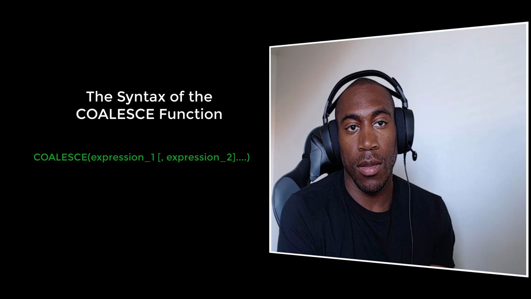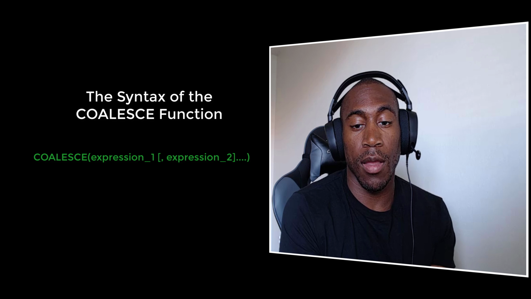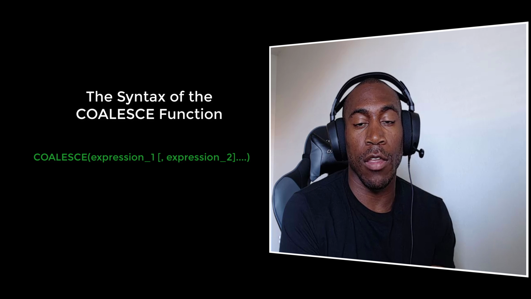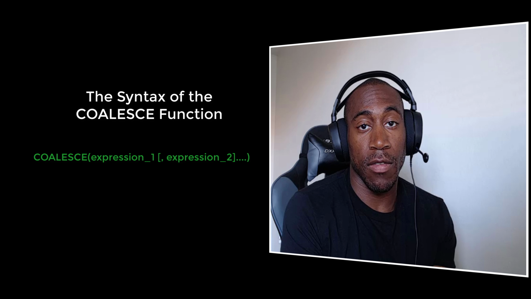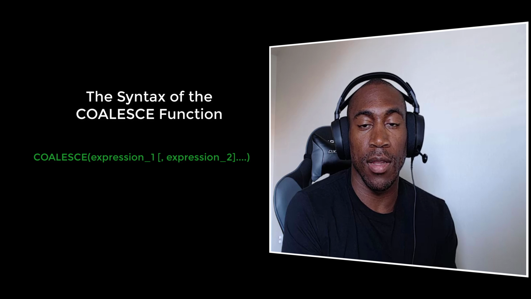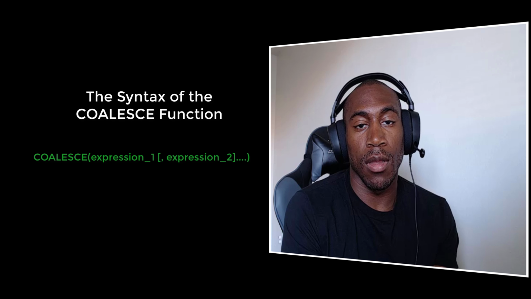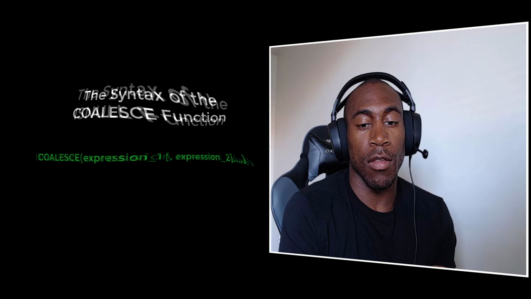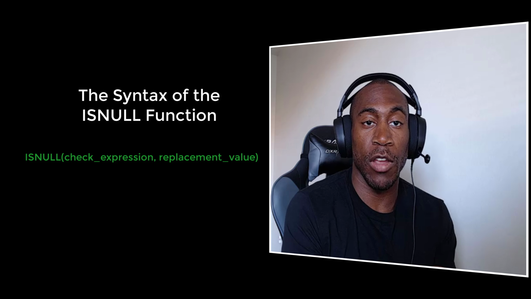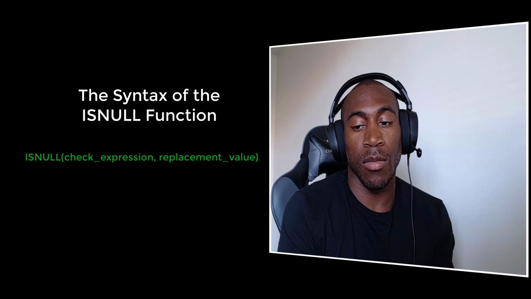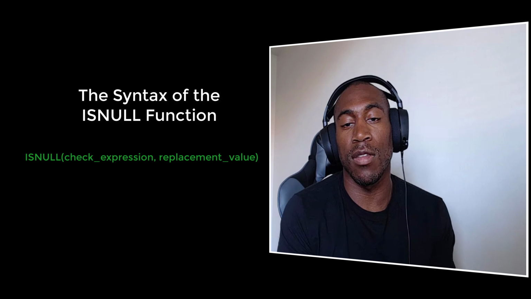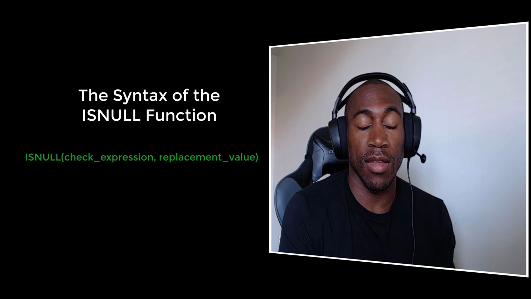The COALESCE function is more flexible than the ISNULL function because it lets you specify a list of values. Then it returns the first non-null value in the list. When using the COALESCE function, all of the expressions in the list must have the same data type. If all the expressions are null, then this function returns a null value. Now the ISNULL function uses only two expressions. It returns the first expression if that expression isn't null. Otherwise, it returns the second expression. When using the ISNULL function, all of the expressions must also have the same data type.